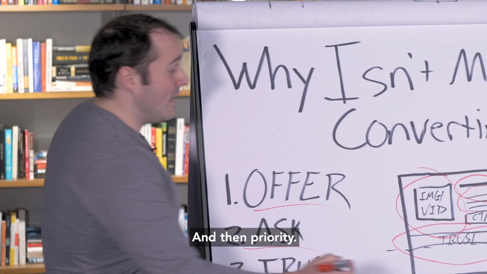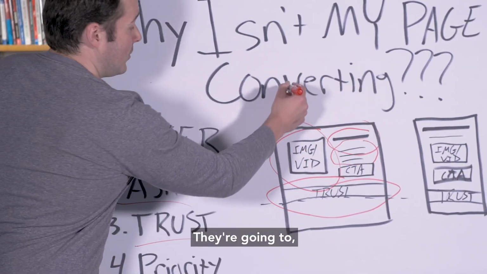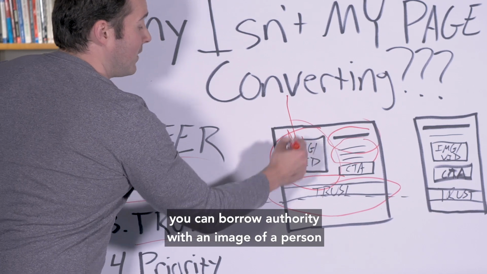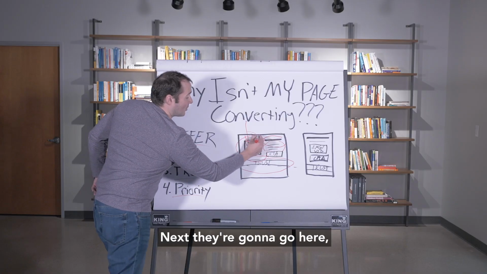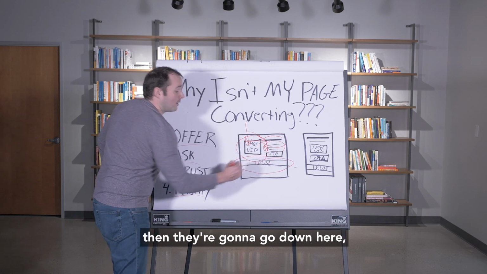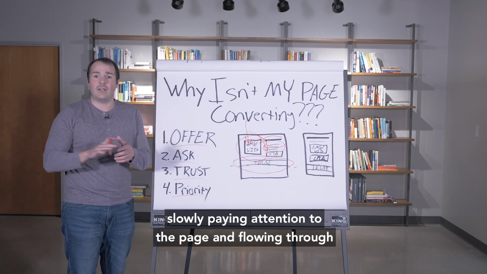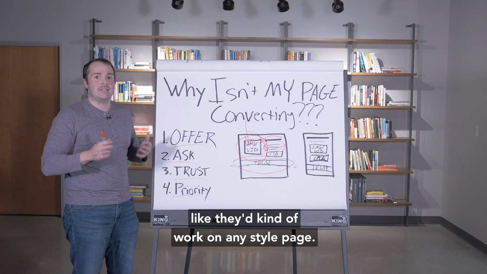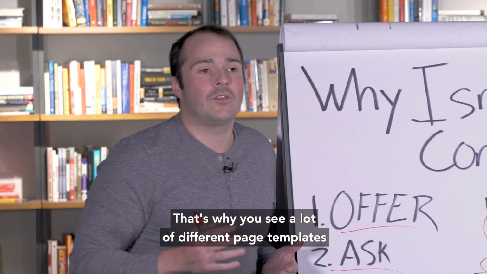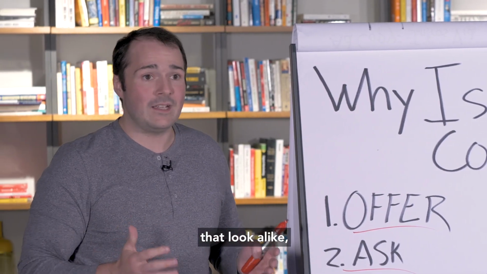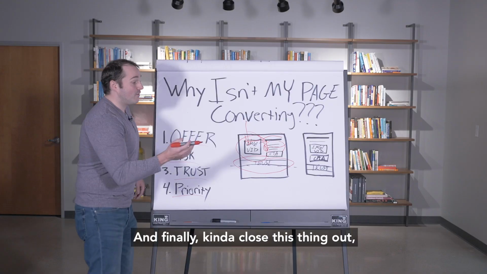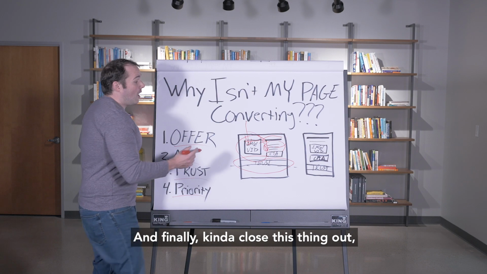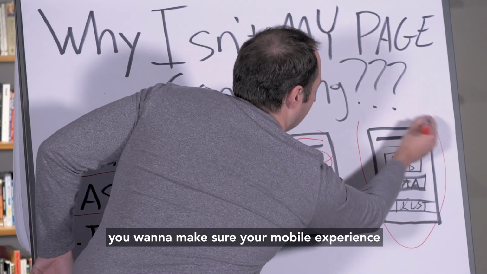And then priority. Everything here kind of flows. You can borrow authority with an image of a person or a video of a person to get people to pay attention. Next, they're going to go here, then they're going to go down here. So they'll be paying attention to the page and flowing through like they would on any style page. That's why you see a lot of different page templates that look alike, because generally what people are used to seeing is better.